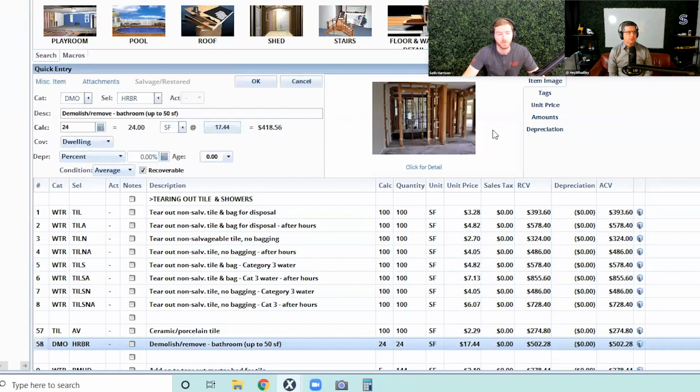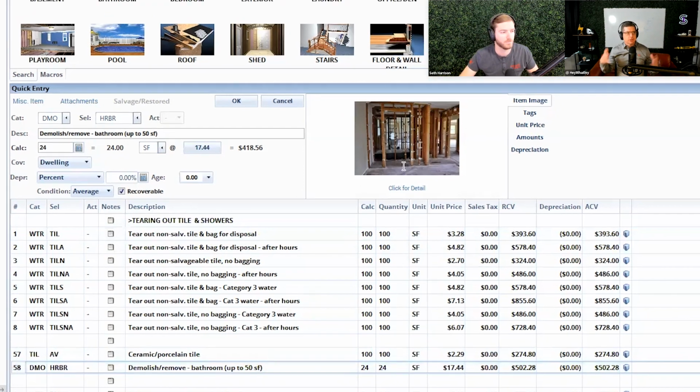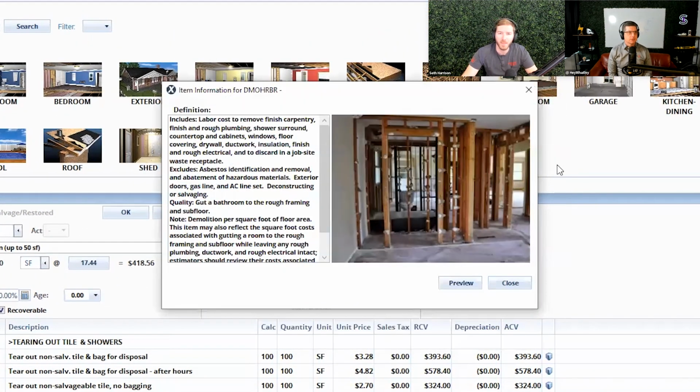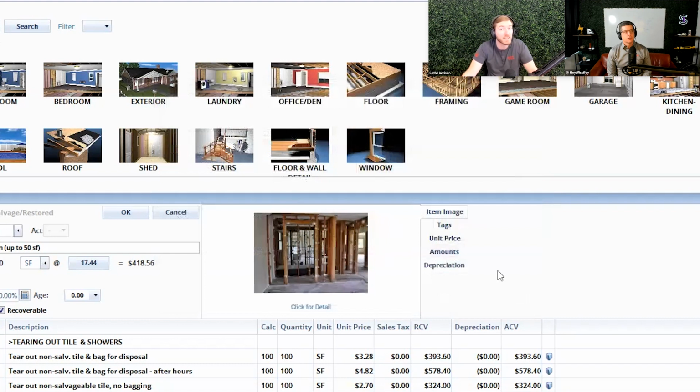So there's 2 line items really in that range. You can have demolish, removal, bathroom up to 50 square foot, and then you have one that's over 50 square foot to try to realize some economies of scale that would exist when you're doing demo. And for those that may be unfamiliar with this line item, you can have a line item that you're saying, I'm going to use this to demolish everything in the bathroom. This includes removing finished carpentry, rough plumbing, shower surround, countertops, cabinets, windows, floor cover, drywall, ductwork, everything. Yep. So this is an all-inclusive, easy line item to use.